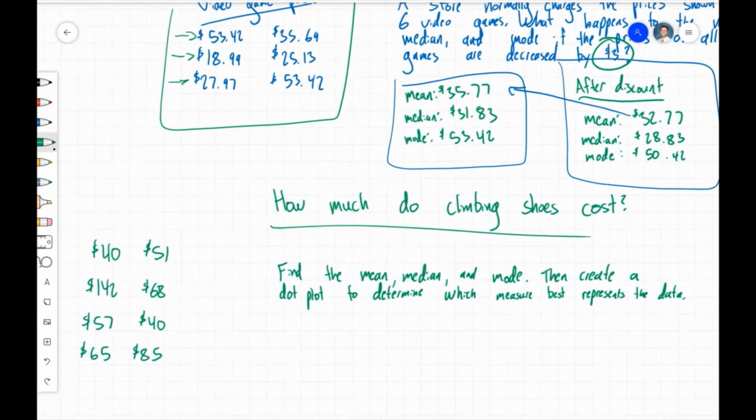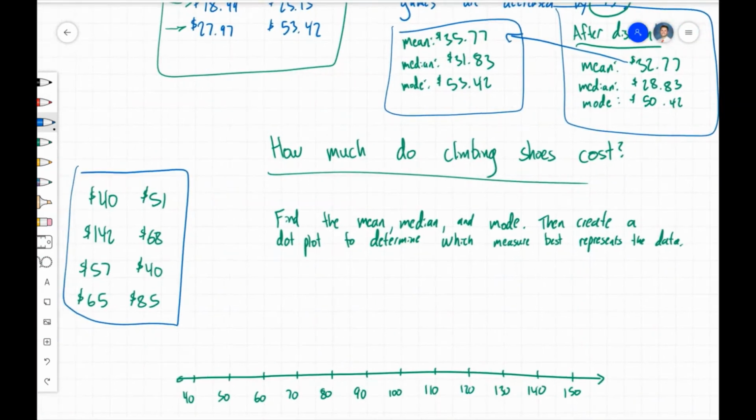Let's look at one more question. It says, how much do climbing shoes cost? And you can see off to the left here, we have the prices of 8 different climbing shoes. So we're going to find the mean, median, and mode, and then we're going to use a dot plot to determine which of those best captures the typical price of climbing shoes. So let's look first at finding the mean. So we're going to add 40 plus 51 plus 142 plus 68 plus 57 plus 40 plus 65 plus 85. And then we'll divide all of that by 8.